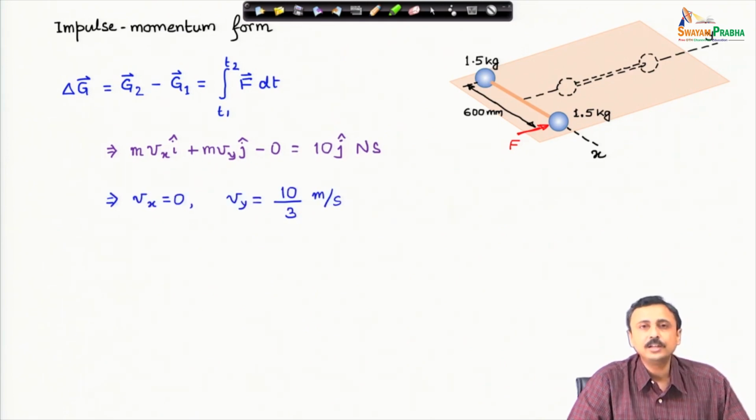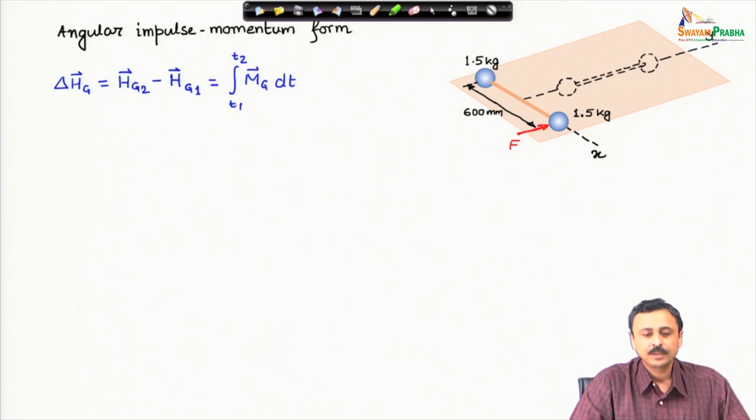And from here, looking at the individual components, we obtain that V_x, the x velocity of the center of mass, is 0, and V_y, the y component of the velocity of center of mass, is 10 by 3 meter per second. Now, we look at the angular impulse momentum relation. The change of angular momentum about the center of mass is equal to the impulse of the moment about the center of mass. Therefore, on the right hand side we have the angular impulse because of the force.